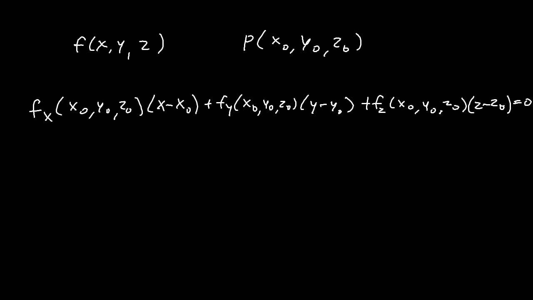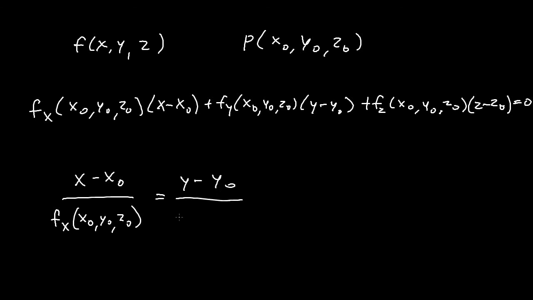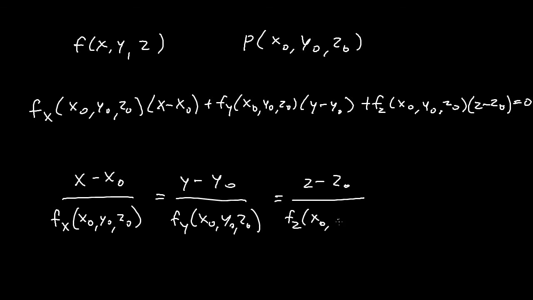Now in order to find the normal line, you just need symmetric equations. So the formula for the symmetric equations is going to be x minus x0 over f sub x evaluated at the point x0, y0, and z0, equals y minus y0 over f sub y evaluated at the point x0, y0, and z0, and then that will equal z minus z0 over f sub z evaluated at that exact same point.